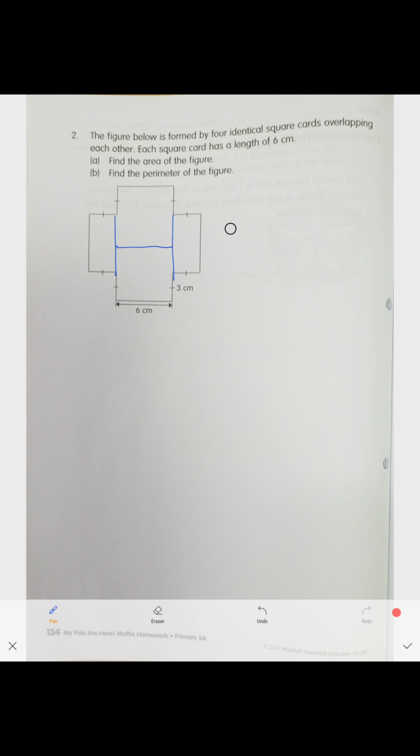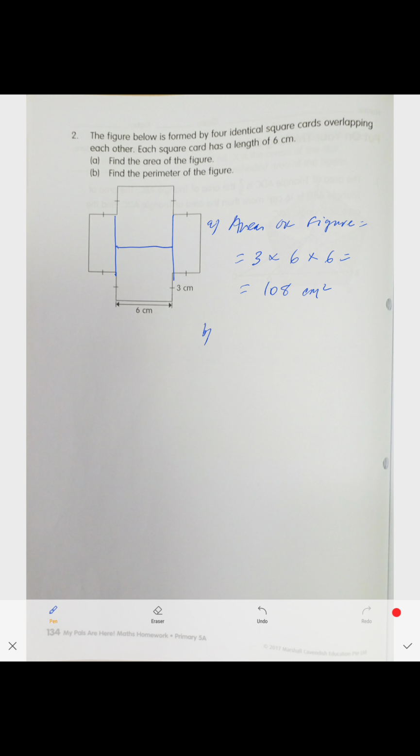So you are looking at 3 squares. The area of the figure is 3 times the area of the square. One side is 6 by 6. So 3 times 6 times 6, and it is 108 square centimeters. Easy. That was A.